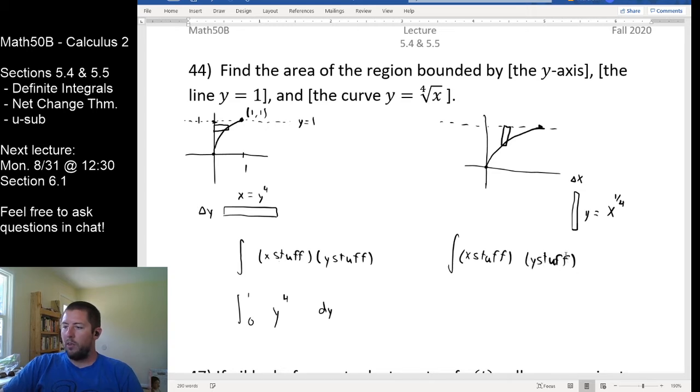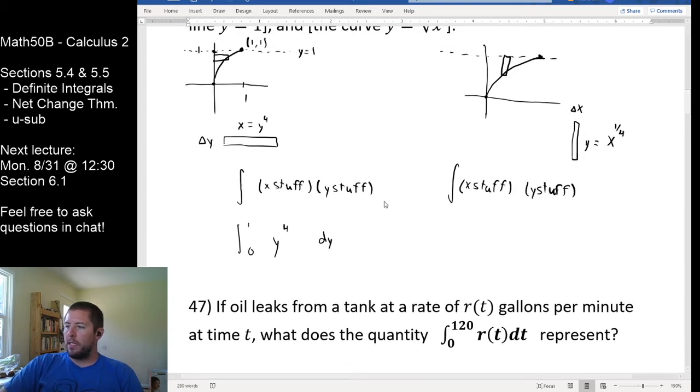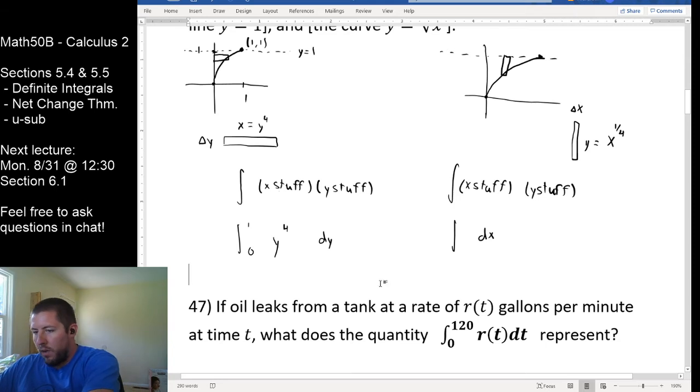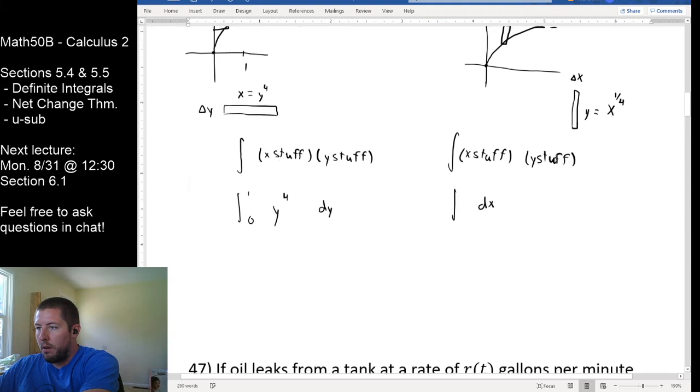Length times width is what I really mean when I say x and y right here, right? And in this case, it looks like my x stuff, my width, is the dx here. I'm writing this not in the order that we typically write it, but that's irrelevant here. So come back up here now.